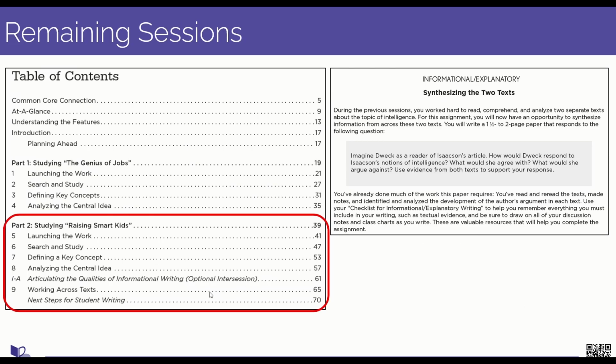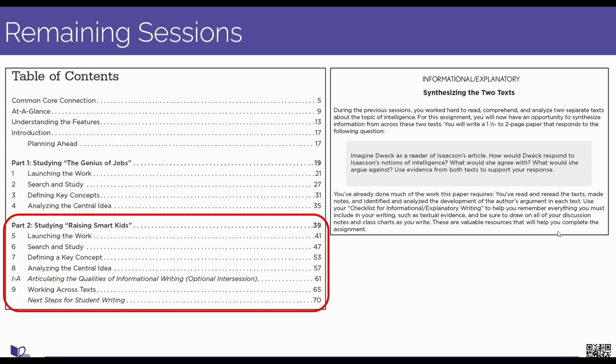Now, after that, work with the second text as introduced, and students go through a similar cycle of comprehension work with it. Before session 9, you might choose to introduce the informational writing rubric with an intersession that's similar to the one from the previous unit. And in session 9, students are given their final writing task. For this task, they're going to need to draw information from both texts, and you can expect this to stretch over more than one class period, as students review the texts and plan their writing and write their complete responses.